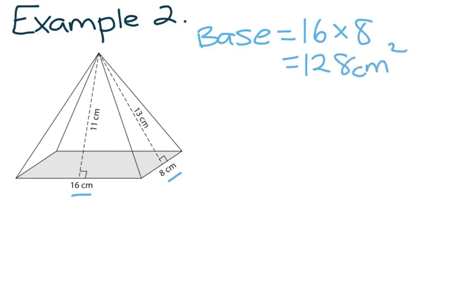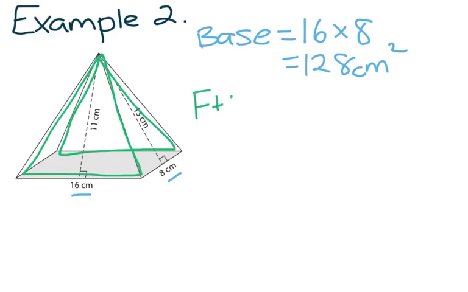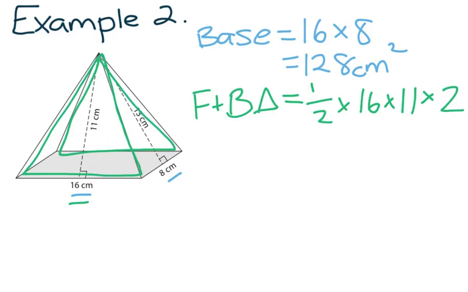What we're going to do now is the front triangle and the back triangle. So I'll just write the front and the back triangle. There's 2 of those, and it's half the base. The base of those ones is 16 centimetres, so half times 16, and the height is 11. Then we multiply it by 2 because we've got 2 of them. That gives us 176 centimetres squared.